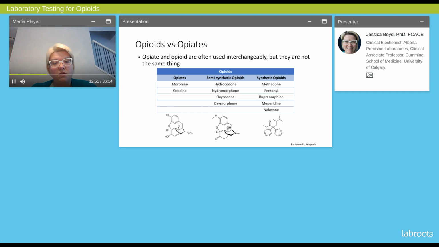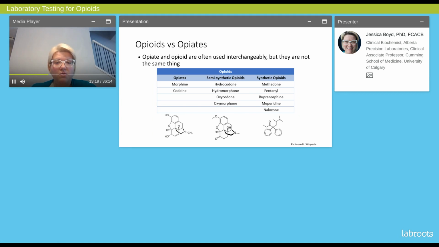The opiates are in the left-hand column, and those typically refer to the opioids that can be derived from the opium poppy. So we're talking primarily about morphine and codeine. And I've put a structure down at the bottom so that you can see that they have a 5-ring structure with different side groups at 3 different places on the backbone that change whether it's morphine, codeine, or a metabolite. In the middle column, we have the semi-synthetic opioids, and I've thrown things like hydrocodone, hydromorphone in here.